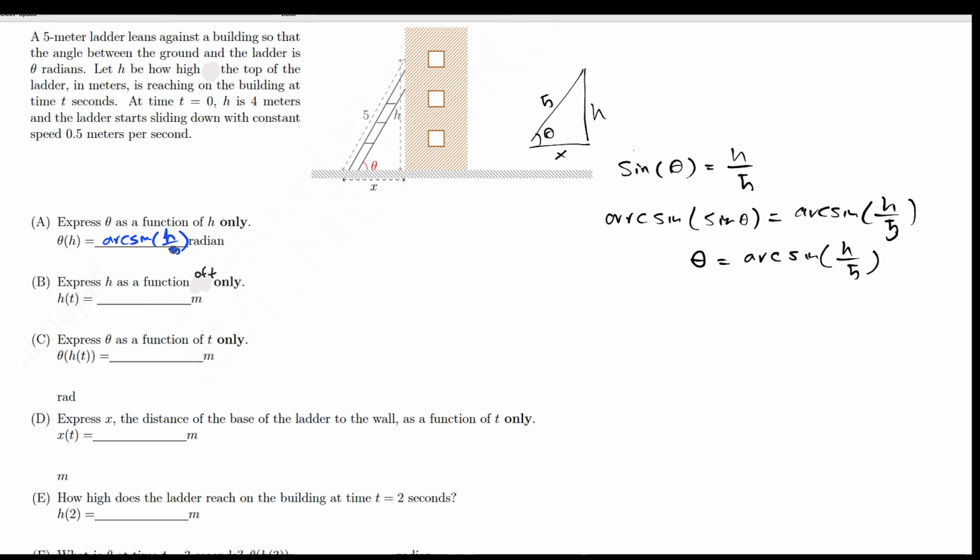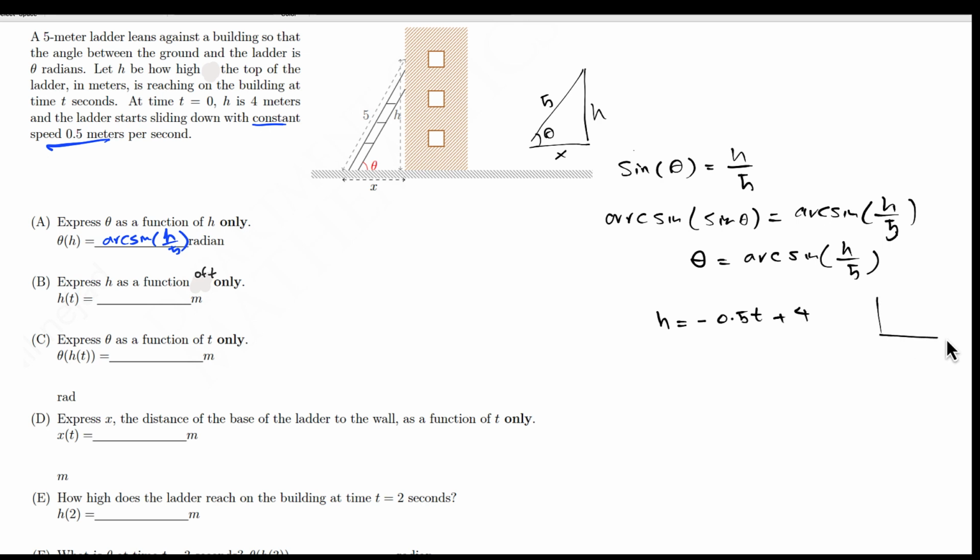The next question is asking, express h as a function of t only. You can see a constant speed right there, and constant speed should tell you that h is a linear function of time. That is, h is decreasing at a constant rate, because h is getting smaller and smaller, so negative 0.5 t. But what was the original h? That was 4 meters, and that means the y-intercept was 4 meters.